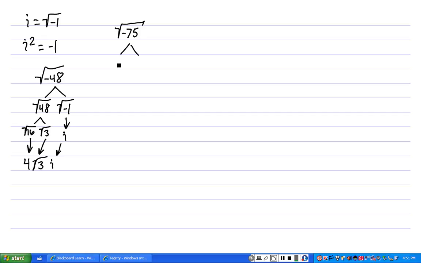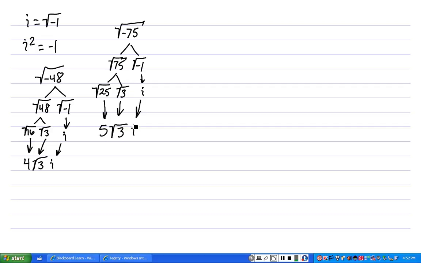Well, I know the square root of -75 is like saying the square root of 75 times the square root of -1. Well, 75 is like saying the square root of 25 times the square root of 3, because 25 times 3 is 75. And I know that the square root of -1 is just i. So now this 25 becomes 5, because the square root of 25 is 5. Can't break that down to give me an integer answer, so I leave it under the radical. And then I just stick my i on the end.